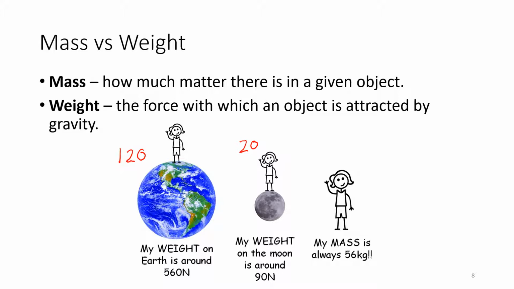But that same person will be 54 kilograms on the Earth and on the moon. So 54 kilograms would be their mass, whereas 120 pounds on Earth or 20 pounds on the moon would be their weight. So weight changes depending upon gravity, whereas your mass would always remain constant.